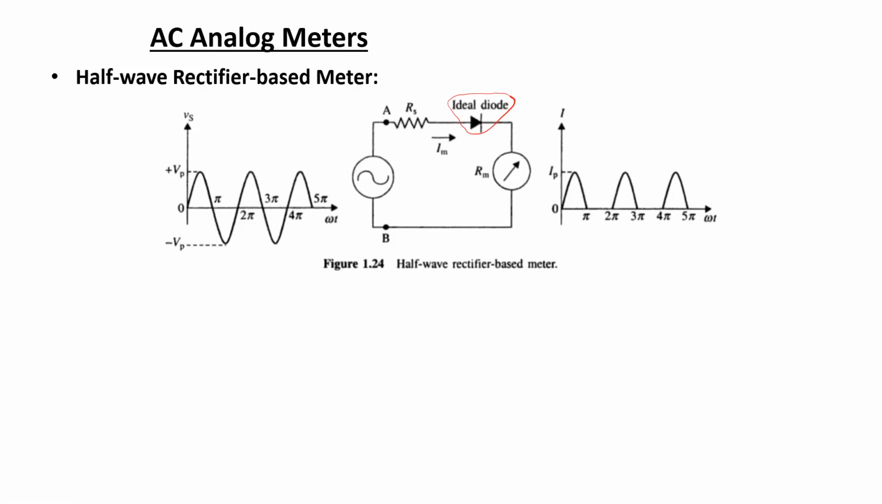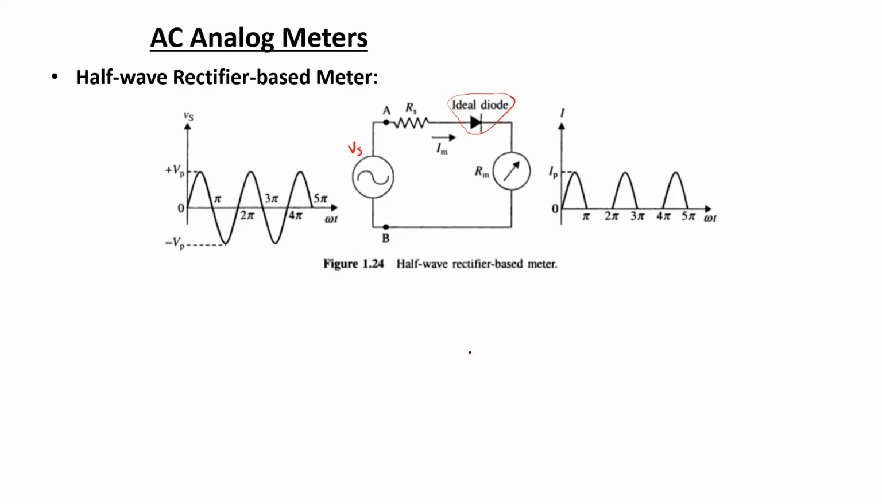Now for this particular half-wave rectifier based meter, let's say an input source Vs is connected to the input terminals A and B of the voltmeter. Rs is the multiplying resistor of the voltmeter, and through the series diode it is connected with the PMMC coil.